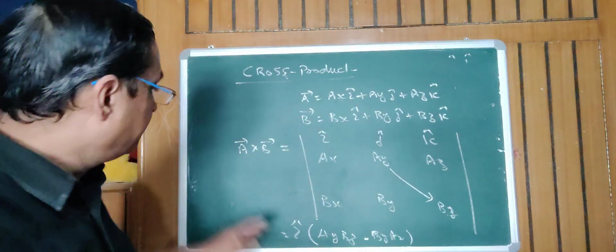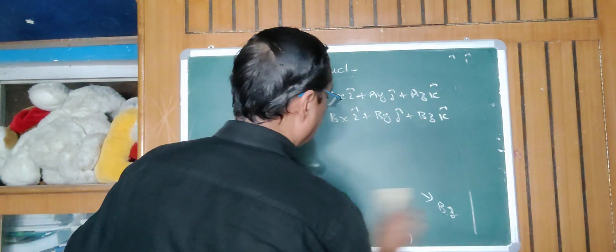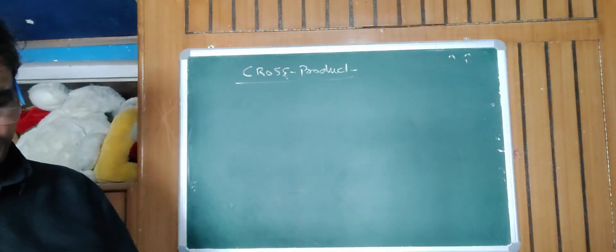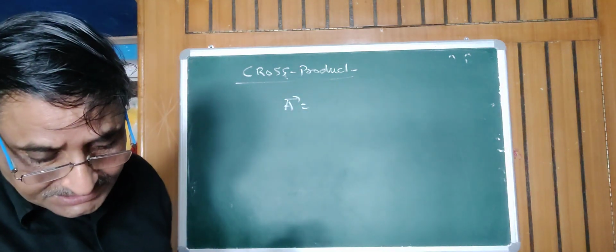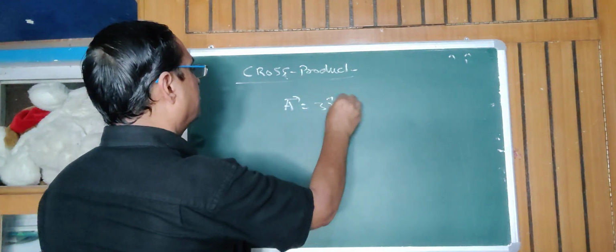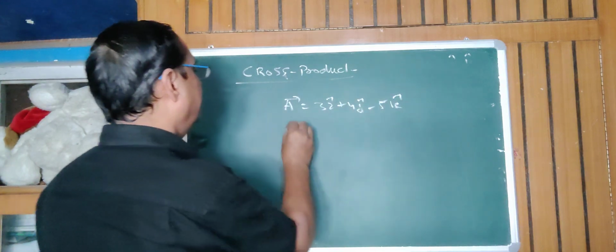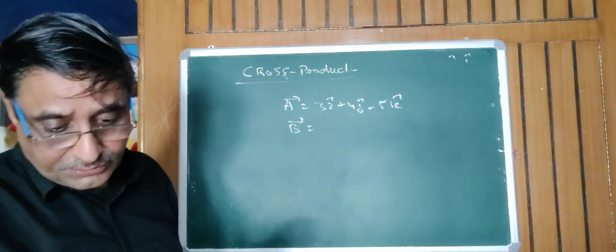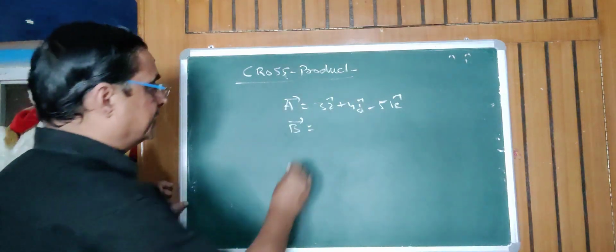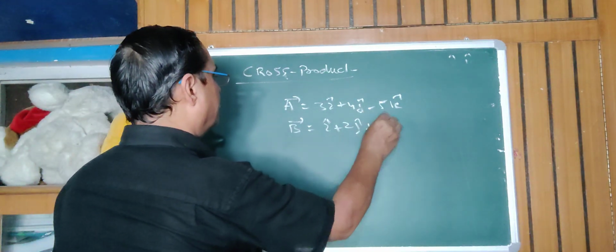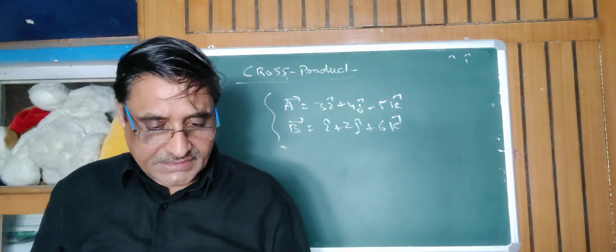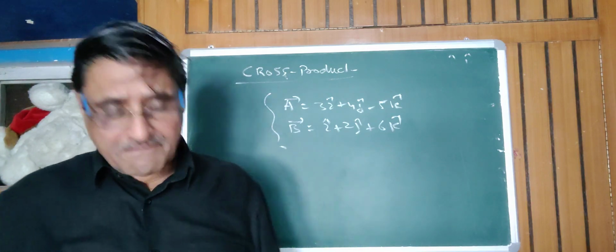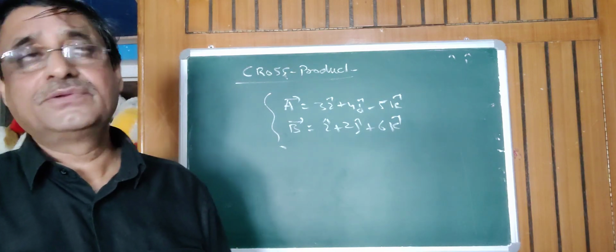Like we said here, if you have this type of thing, for example, I'll give you some numericals also. Say for example, vector A is given to be 3i plus 4j minus 5k and vector B is given to be say i plus 2j plus 6k. These two vectors are given to you and the question is: find the magnitude of A. What is the magnitude of vector A?